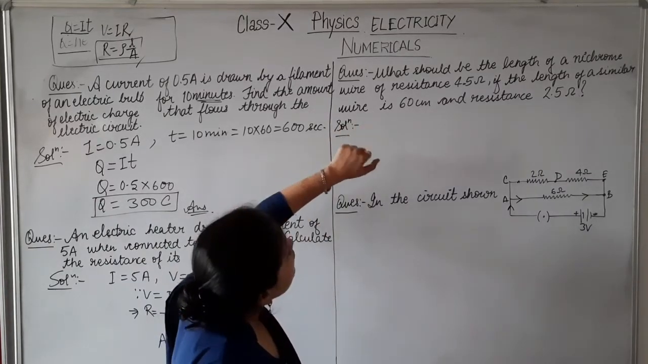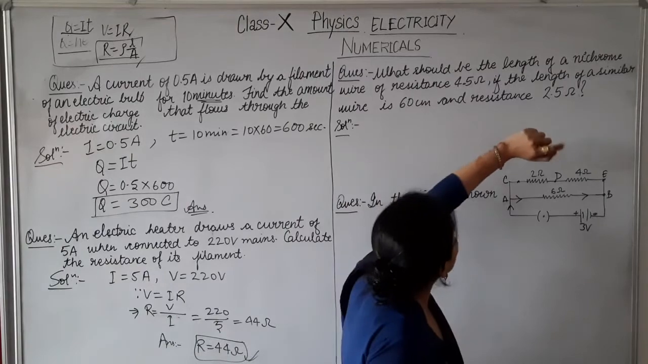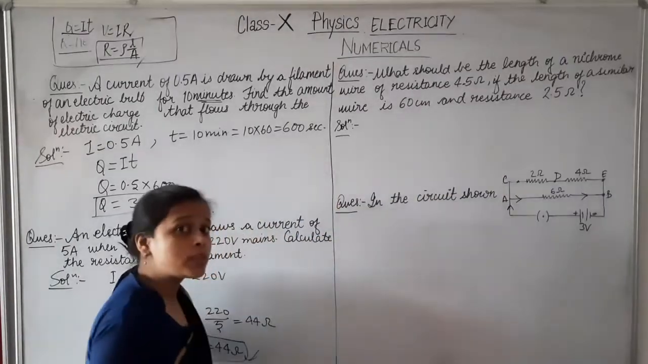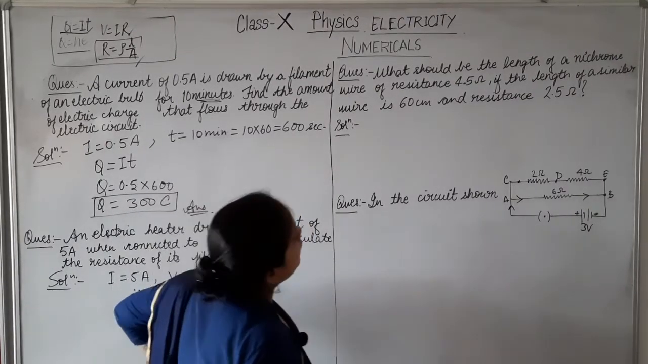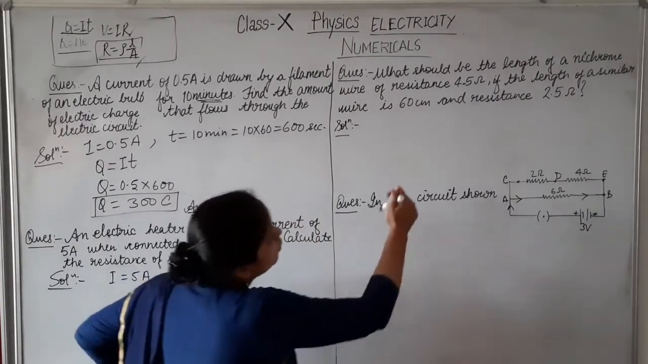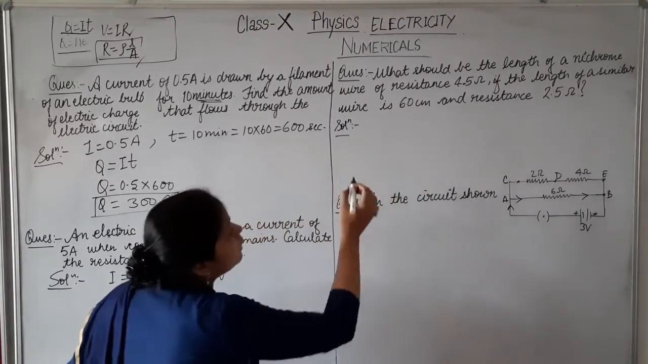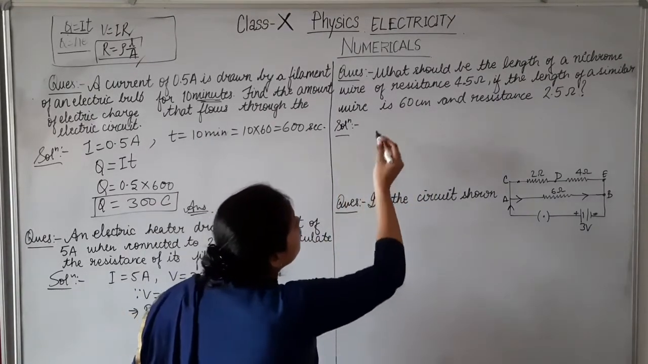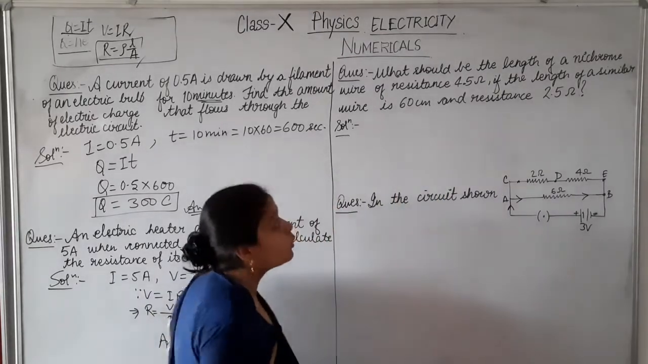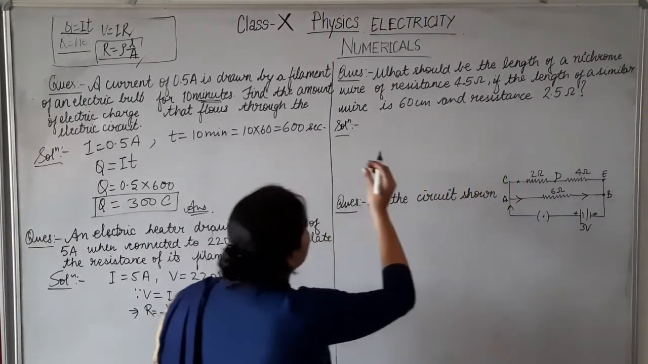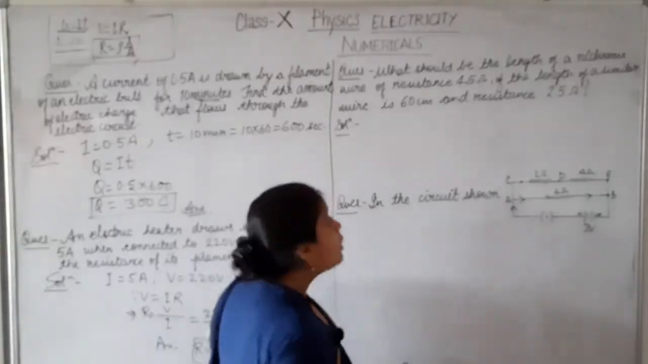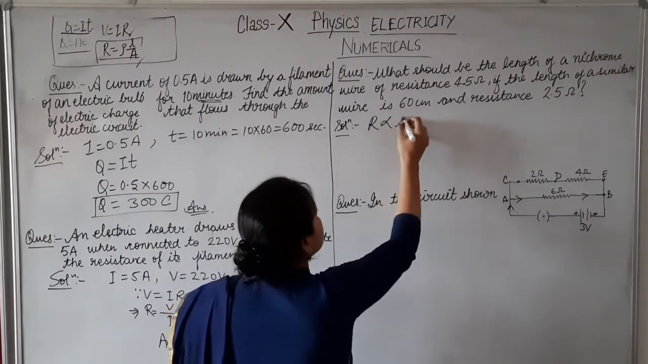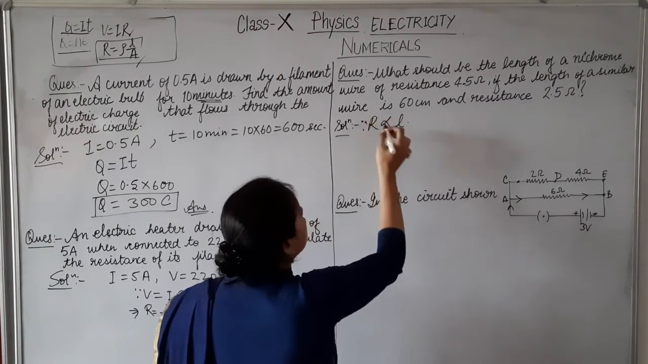Next question is, what should be the length of a nichrome wire? I have told that nichrome is an alloy of some elements like nickel, chromium, manganese, iron. So what should be the length of nichrome wire if the resistance is 4.5 ohm, and if the length of a similar wire is 60 centimeter and its resistance is 2.5 ohm? We know that resistance is directly proportional to length. This relation we are aware of.